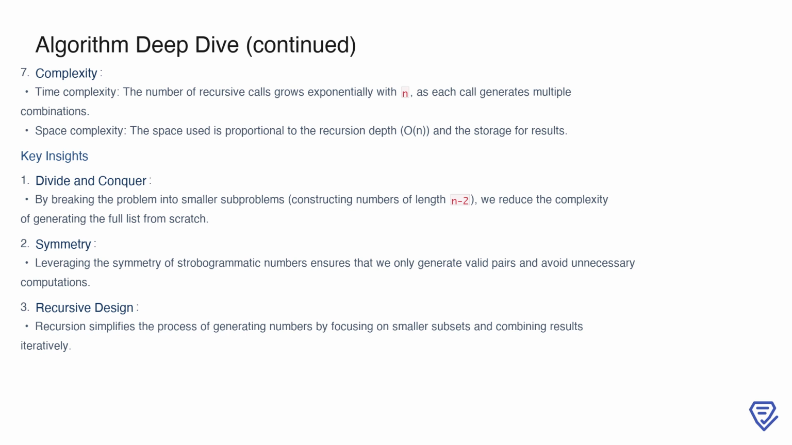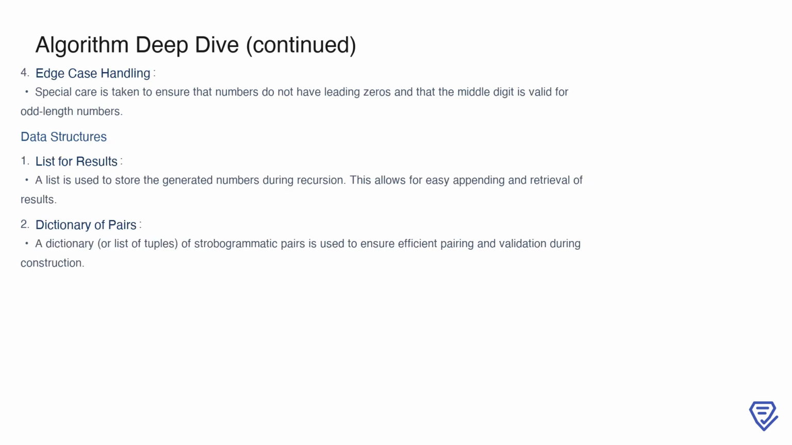Edge cases require careful handling in this algorithm. Numbers of length greater than 1 must not have leading zeros, as this would result in invalid numbers. For odd-length numbers, the middle digit must be a valid single-digit strobogrammatic number, such as 0, 1, or 8.